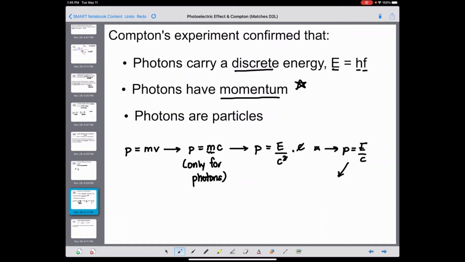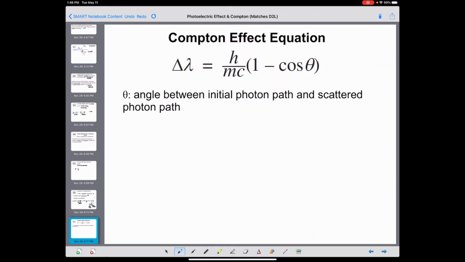Now on your formula sheet, it's written this way, E equals pc. So this is the equation that you can use when you're trying to find the momentum of a photon. So E would be the photon energy, and p would be the photon momentum, and c is just the speed of light. You don't try to use this formula for electrons though, it's not going to work.